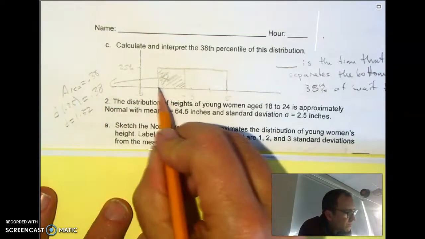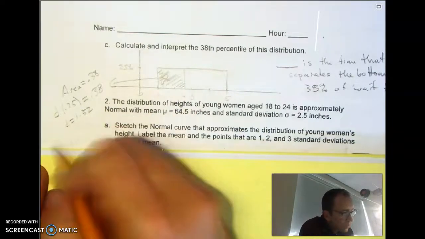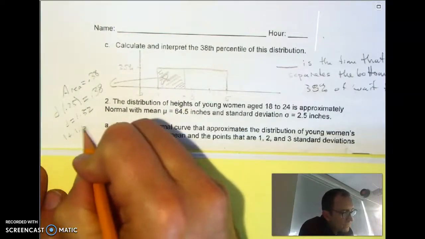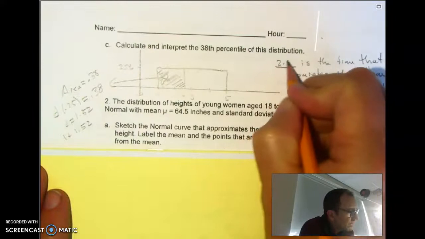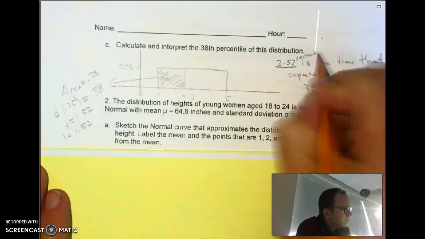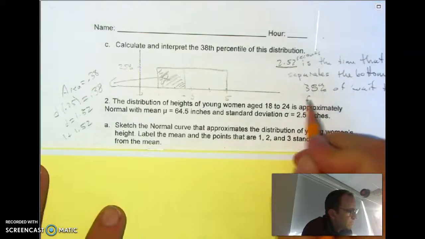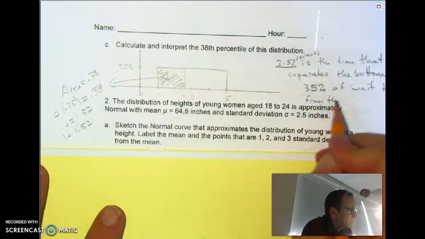That's the distance that we are above 1. So if we add the 1.52 plus the 1, we'll get 2.52 seconds is the internet wait time that separates the bottom 38% of wait times from the top 62% of wait times.